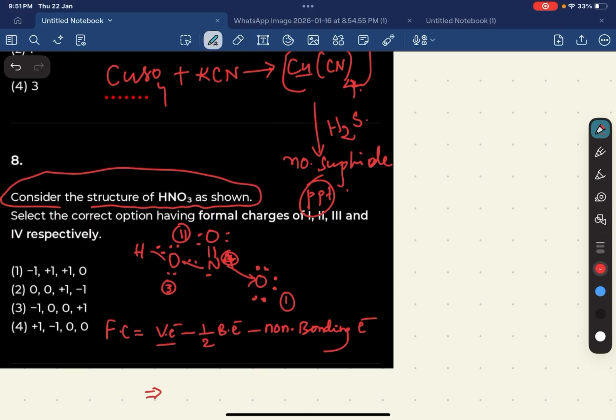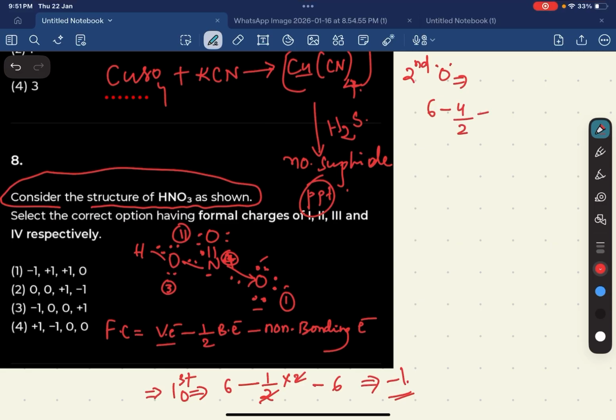So for valence electrons, I am first finding the first oxygen, first atom. The total valence electrons are 6 because it belongs to the 6th group, and half into bonding electrons is just 2 into 2, minus non-bonding electrons, meaning all these pairs of electrons, so 6. So here the total is 6 minus 7, which equals minus 1. Similarly you can write the second oxygen atom. So 6 minus, bonding electrons are here 4 by 2, minus non-bonding 4, so 6 minus 6 equals 0.